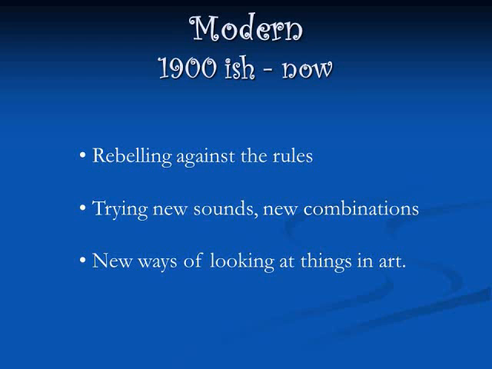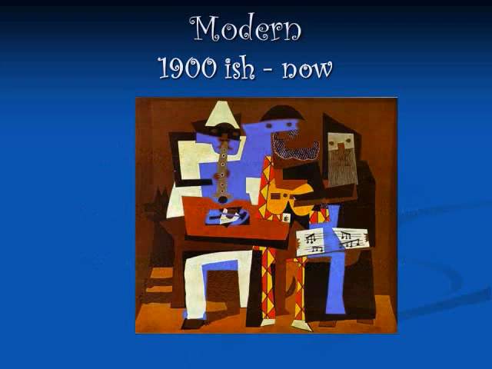The musicians were finally able to record sound, and they also began trying new sounds and new ways of looking at things in art. In modern art, just about anything goes. This is an example of a famous painting by the Spanish artist Picasso titled The Three Musicians. This style is called Cubism. He was trying to break away from perspective and realism, and by golly, I think he's done a great job.